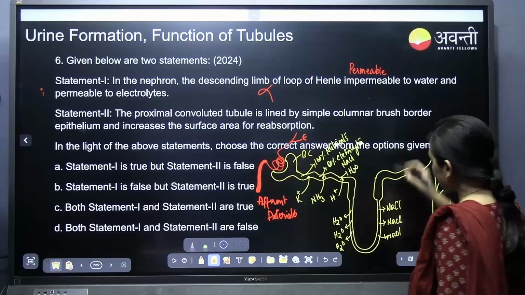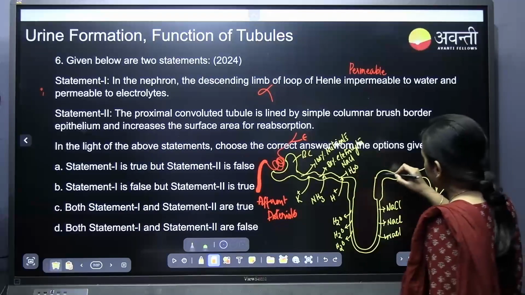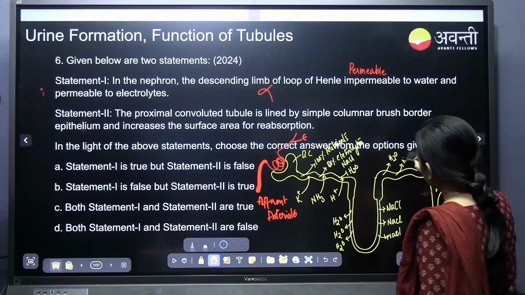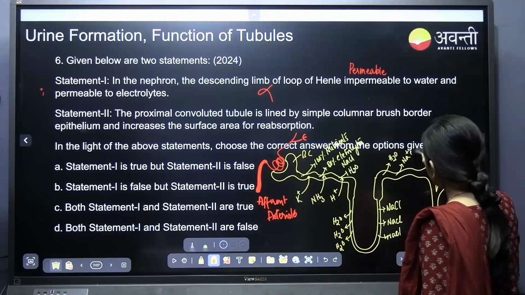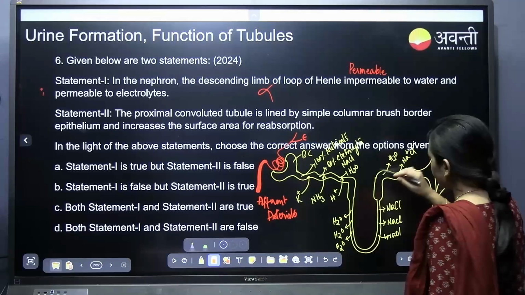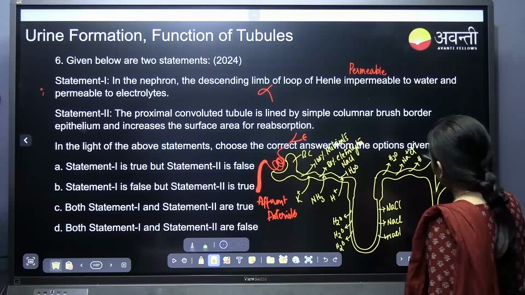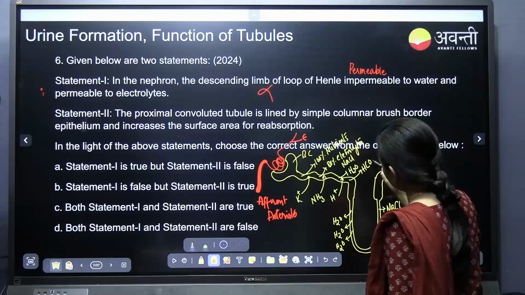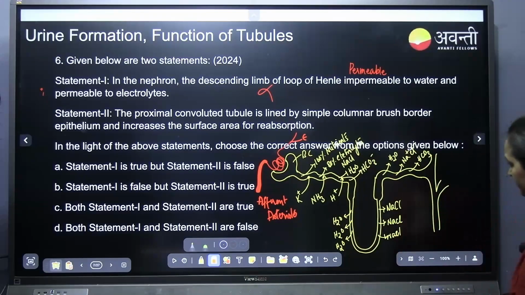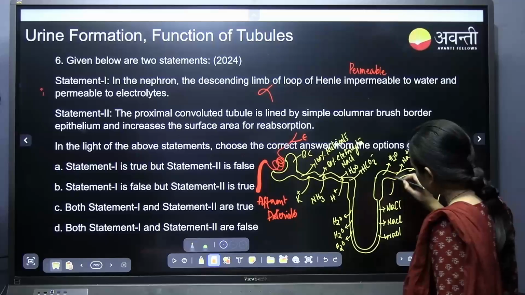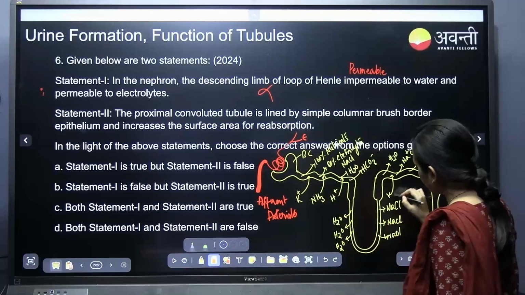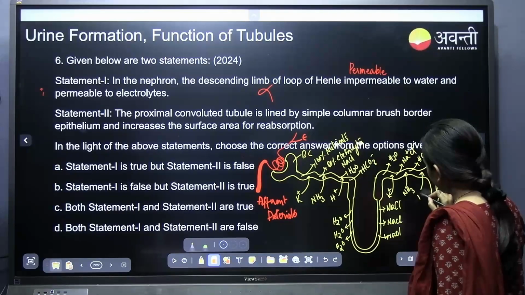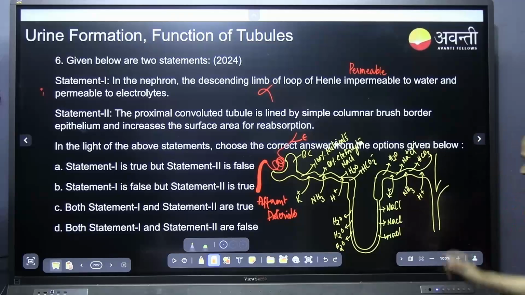Then coming to the DCT, whatever is left undergoes conditional reabsorption of water, sodium ions, that is NaCl, and bicarbonate ions. Reabsorption of bicarbonate also takes place. Again the secretion of the same things, that is K plus, ammonia and H plus, excess of these will be secreted in.